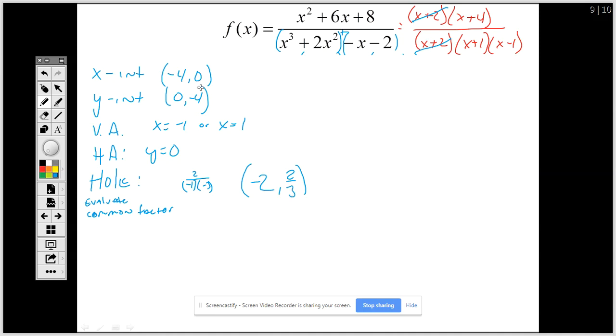So I have all my 5 things. The only other thing that we could really talk about is domain and range. Maybe I'll do that in a second if I remember. So good luck with that.